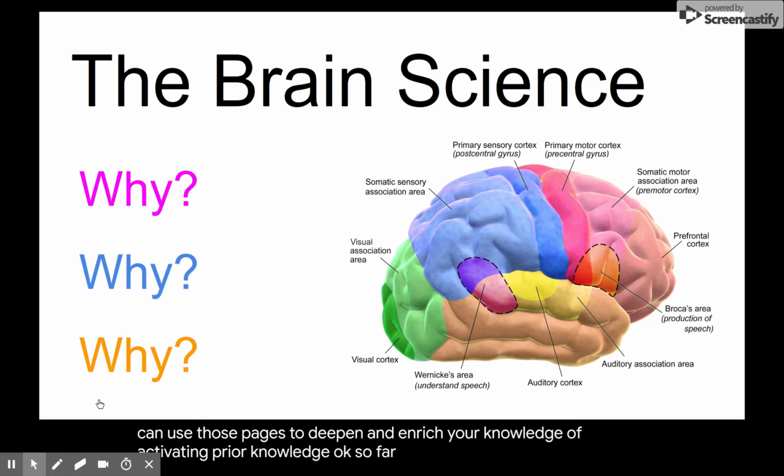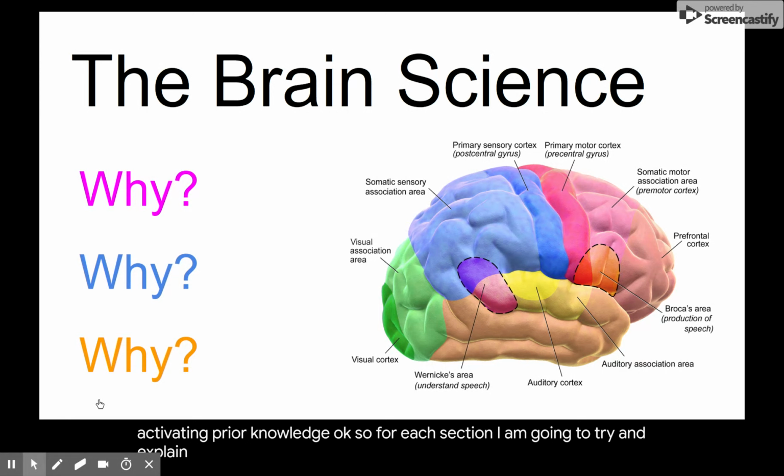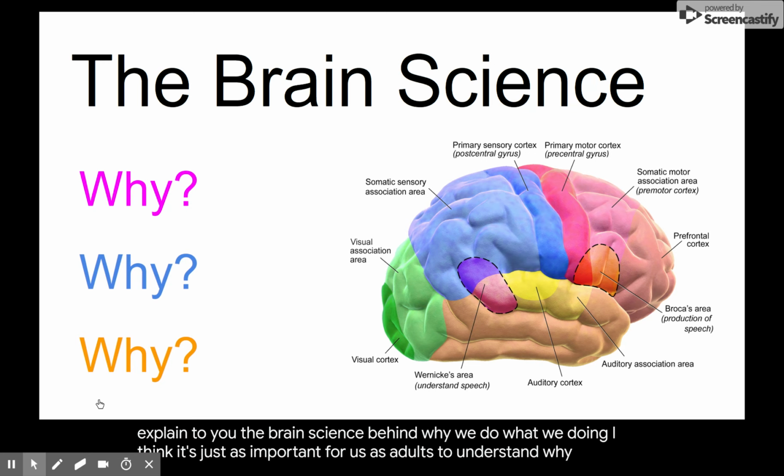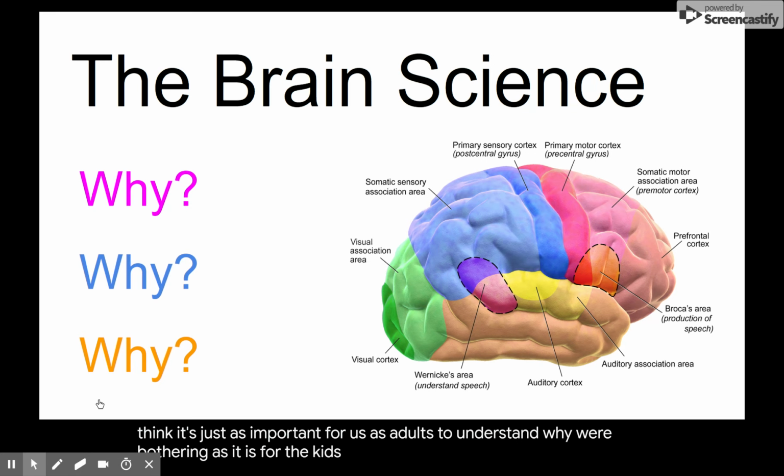Okay, so for each section, I'm going to try and explain to you the brain science behind why we do what we're doing. I think it's just as important for us as adults to understand why we're bothering as it is for the kids. If you remember, there's a section in the EDI lesson, and we'll get to this later, where we talk about the relevancy of what we're teaching them. Well, this is the relevancy section for you. Why are we doing this?